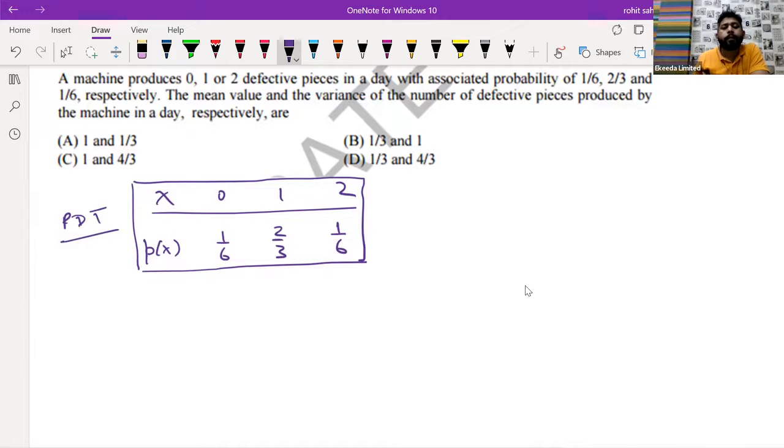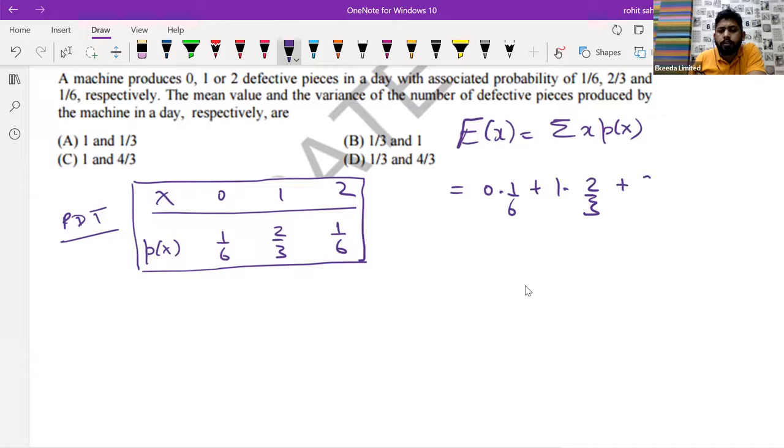Fine. Mean. निकालो आप लोग साथ में निकालो. E of x is discrete है ना, summation of x p of x. So 0 times of 1 by 6 plus 1 times of 2 by 3 plus 2 times of 1 by 6, like that. 2 by 3, 1 by 3, 1. मेरे को तो 1 है.